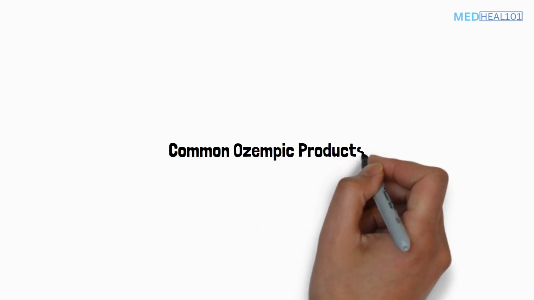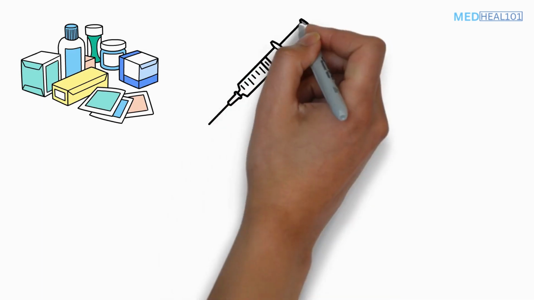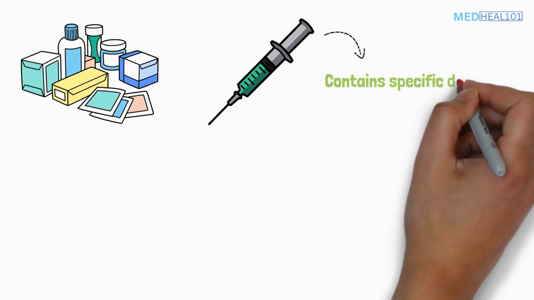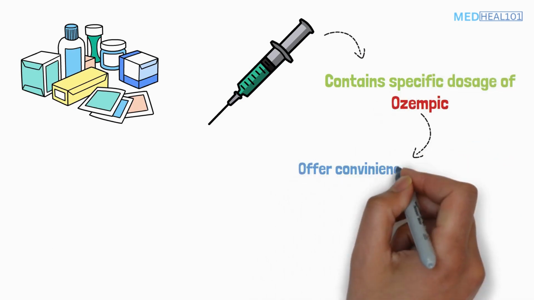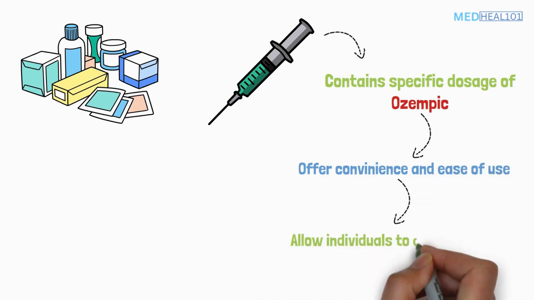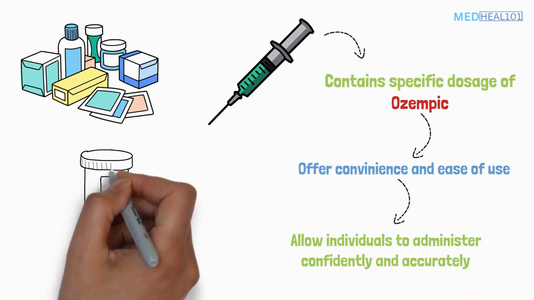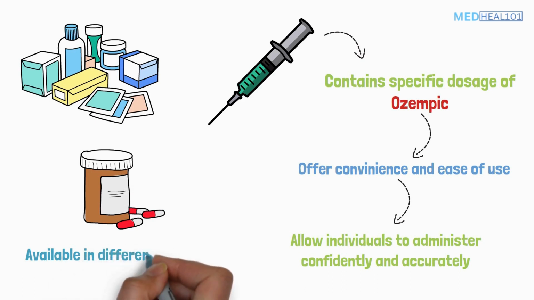Common Ozempic products. Ozempic is available in various formulations to accommodate individual needs and preferences. The most common form is a pre-filled injection pen, which contains a specific dosage of Ozempic suitable for subcutaneous administration. These pens offer convenience and ease of use, allowing individuals to administer their medication confidently and accurately. Additionally, Ozempic is available in different strengths, enabling healthcare providers to tailor treatment regimens to each patient's unique requirements and medical history.